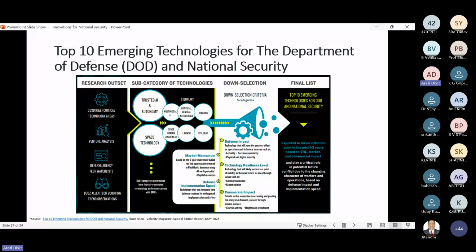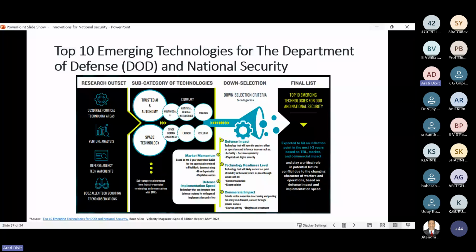Similarly, the private organizations or the SMEs contribute in different ways to the defense ecosystem that we see around us. And hence, venture analysis is equally important to understand where the funding is going and what kind of startups are blooming in this day and age.